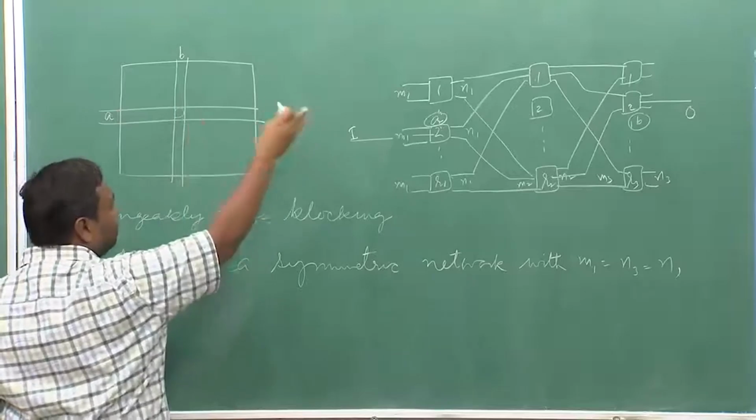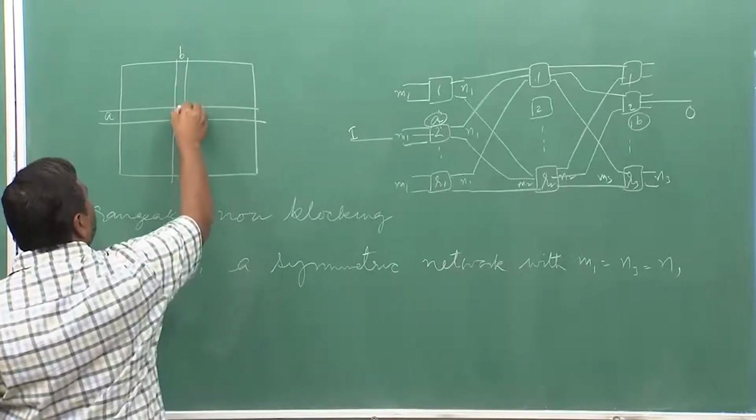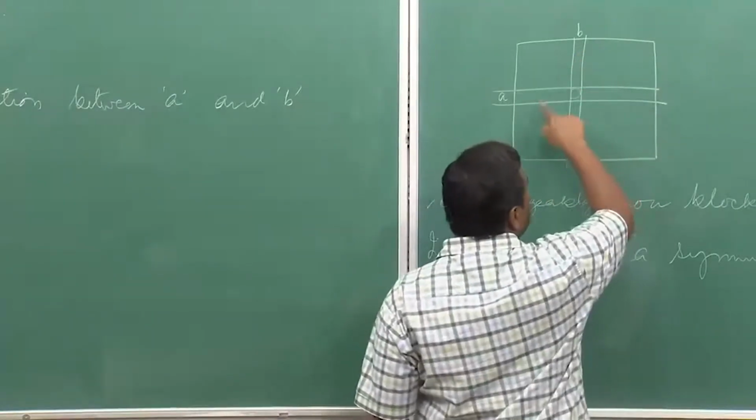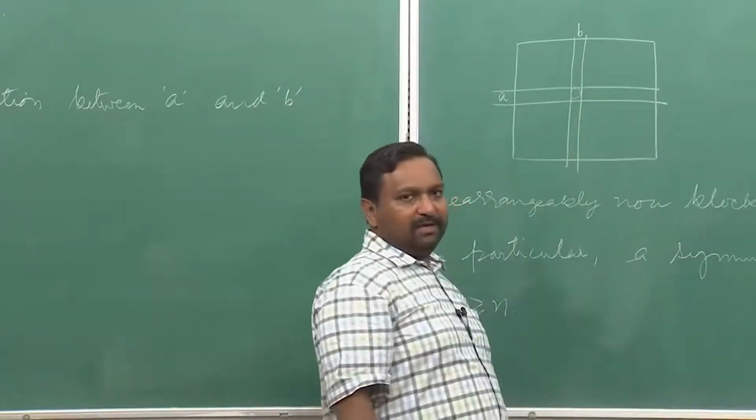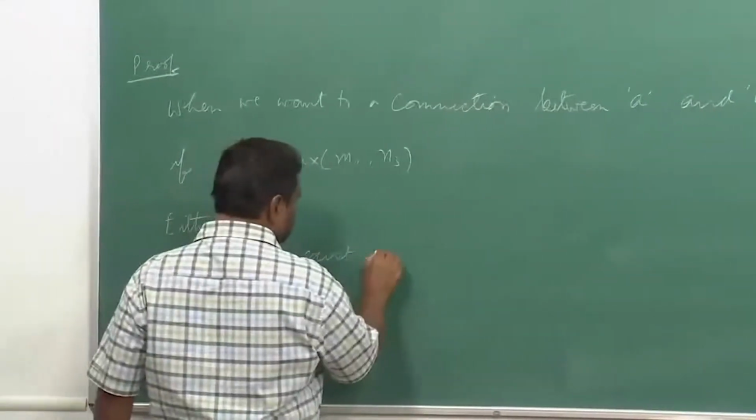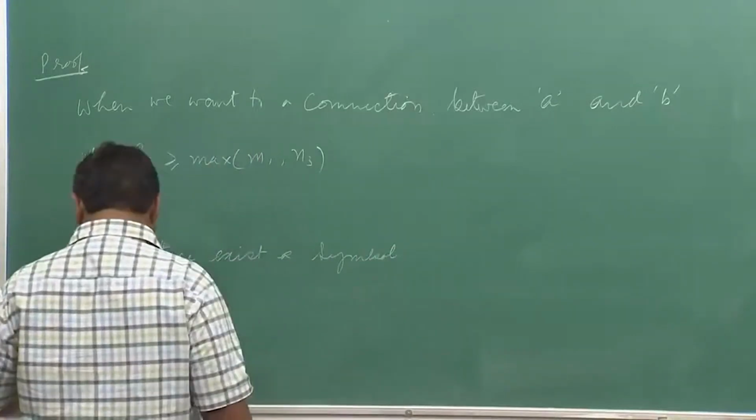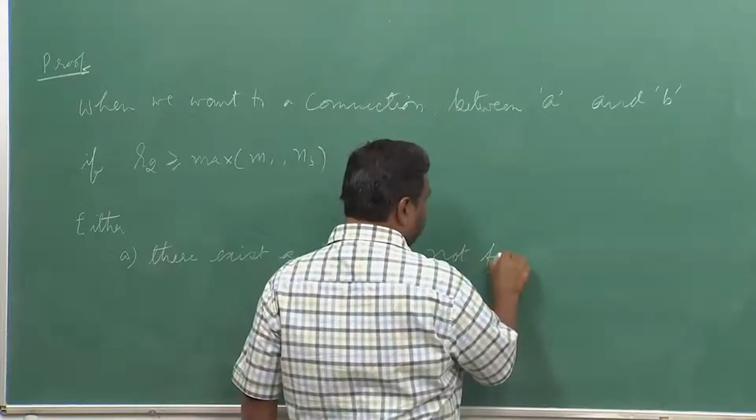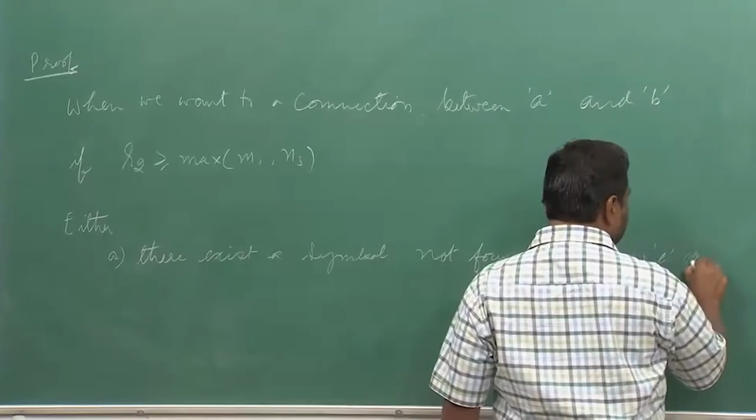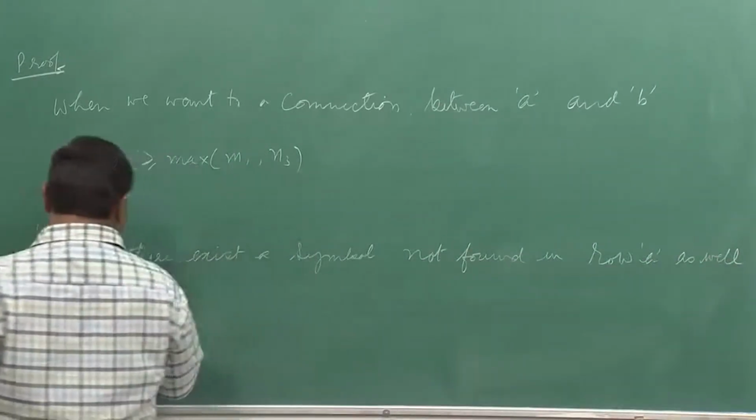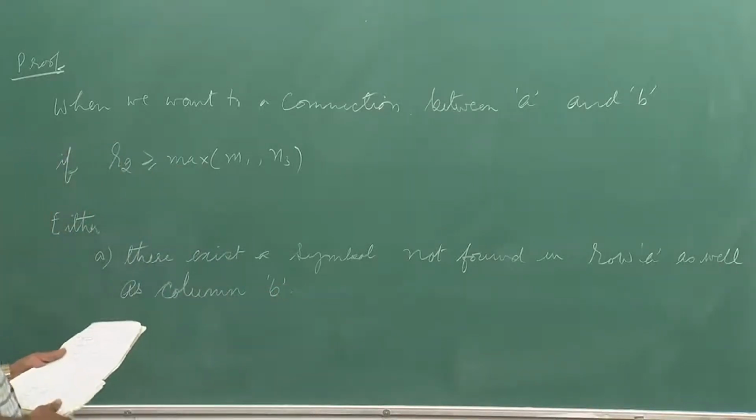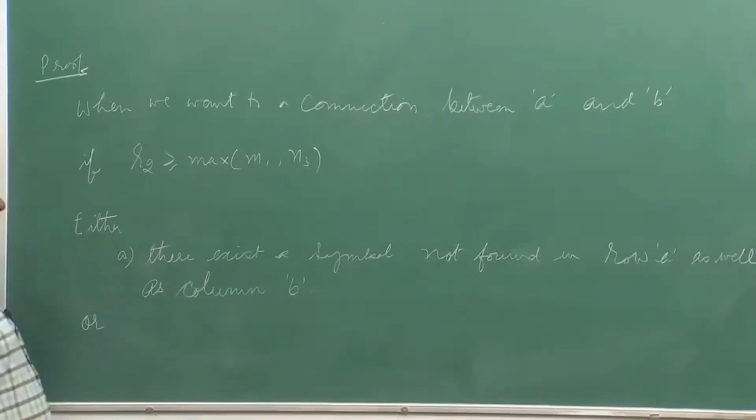Depending on A being connected to which middle stage switches, and B being connected to which middle stage switches, that will decide what middle stage switches are present here. I need to find out, in this row as well as in this column, some element which is not there in the row as well as in the column. So, either that thing is going to happen. I will state that there exists a symbol not found in row A as well as column B. Or either this will be true, but sometimes this may not be true.